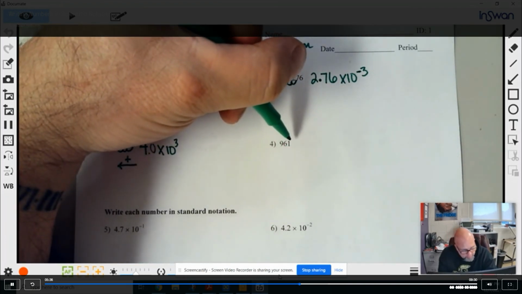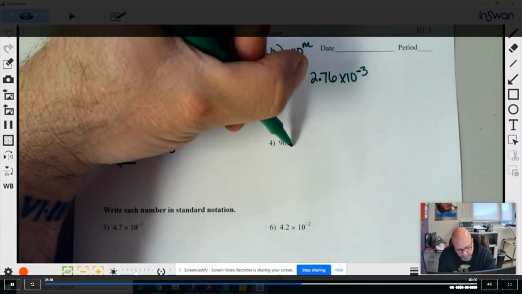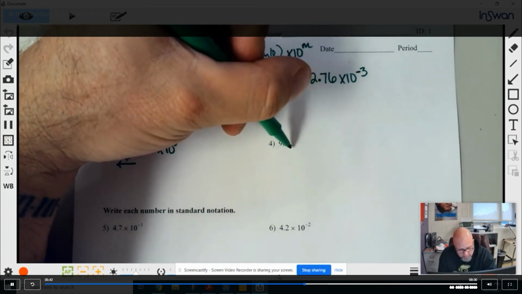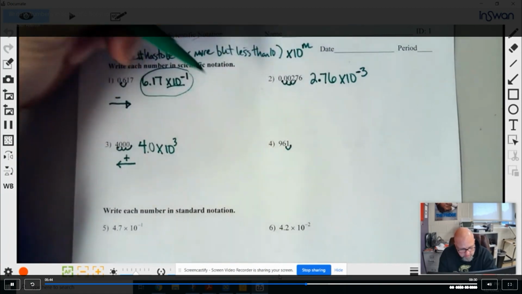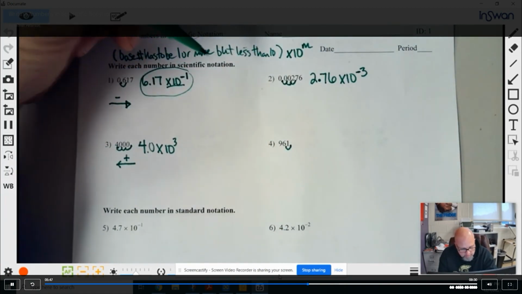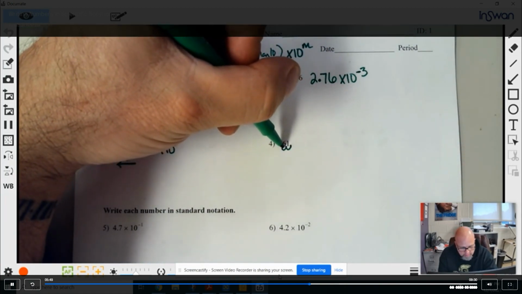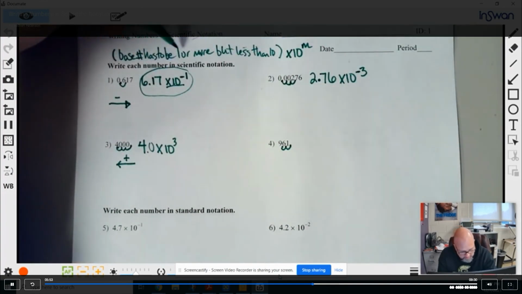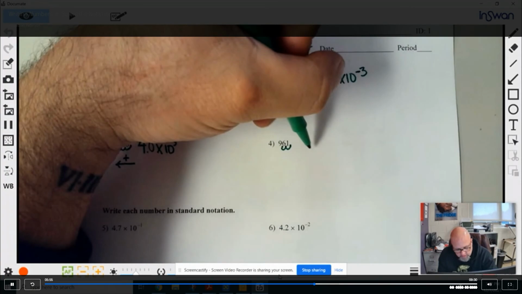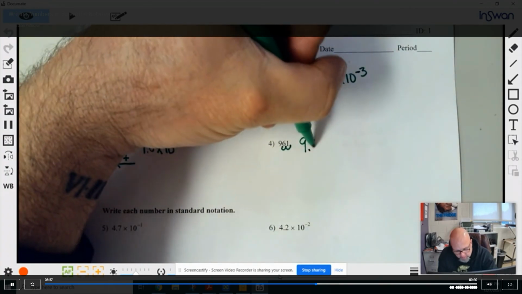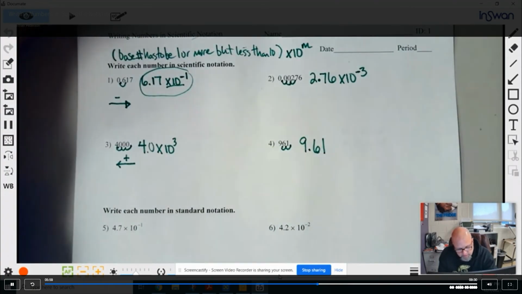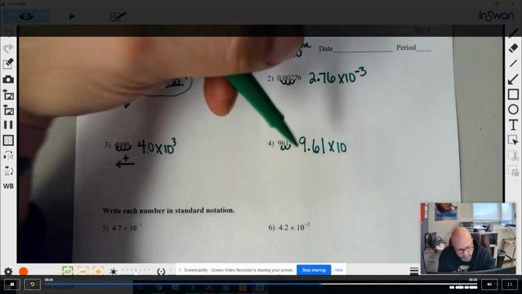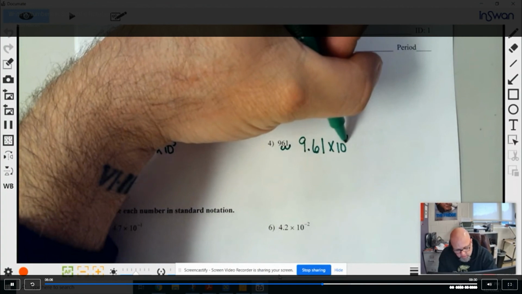Again, I don't see a decimal point, so I'm going to go ahead and put it at the very end. 961 is way larger than 10, so I'm going to start moving it. You're at 96.1. Now we're at 9.61. So 9.61 is 1 or more. It is less than 10, so we're going to stick with that. So I'm going to rewrite 9.61. Again, you always put on the times 10, and then we moved it 2 times, so it's to the second power.